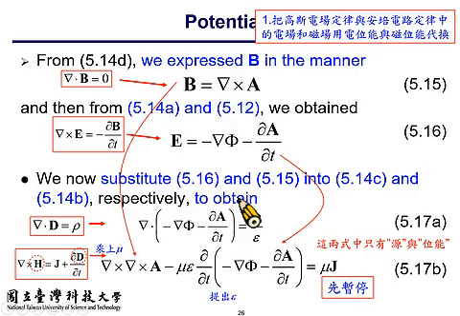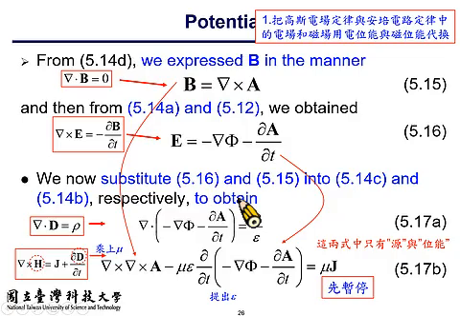Alright, so let's continue our derivation. At the beginning we start from Gauss's law of magnetic field. We see that B can be expressed as the curl of the magnetic vector potential A. And using Faraday's law, we end up with E equals minus the gradient of phi minus the time derivative of A, so that we can show the electrical field intensity in terms of the spatial derivative of phi and the time derivative of A.